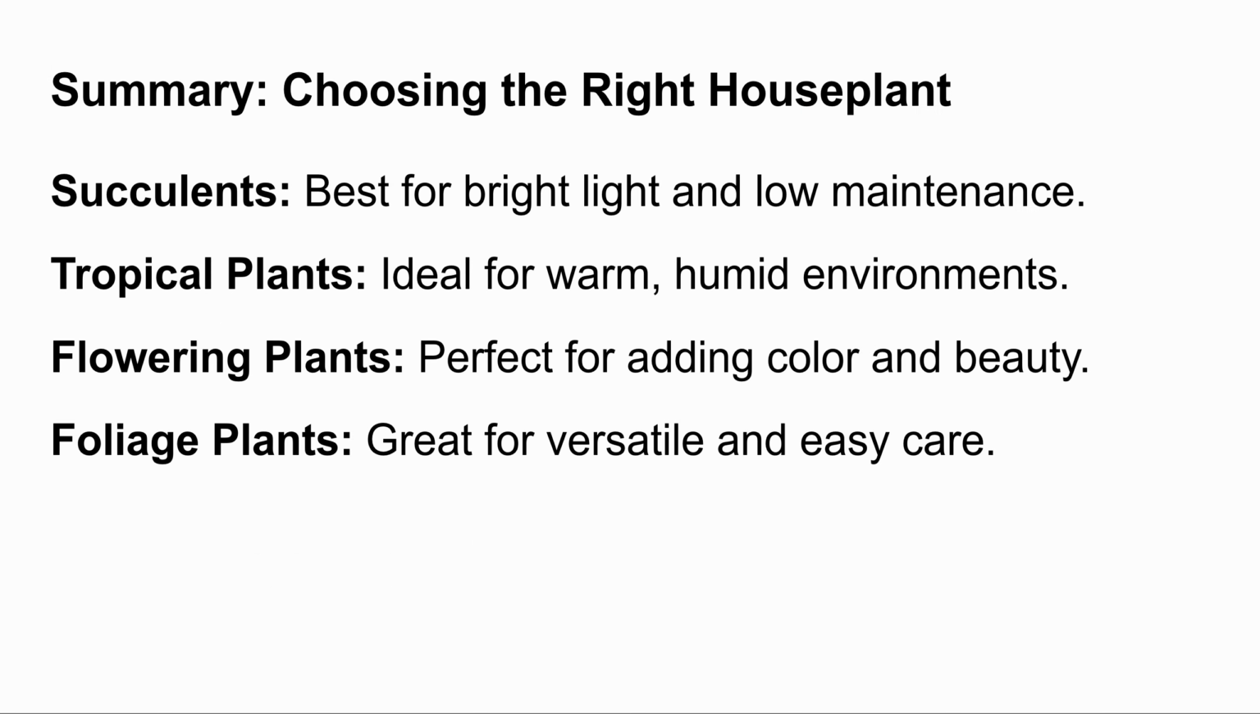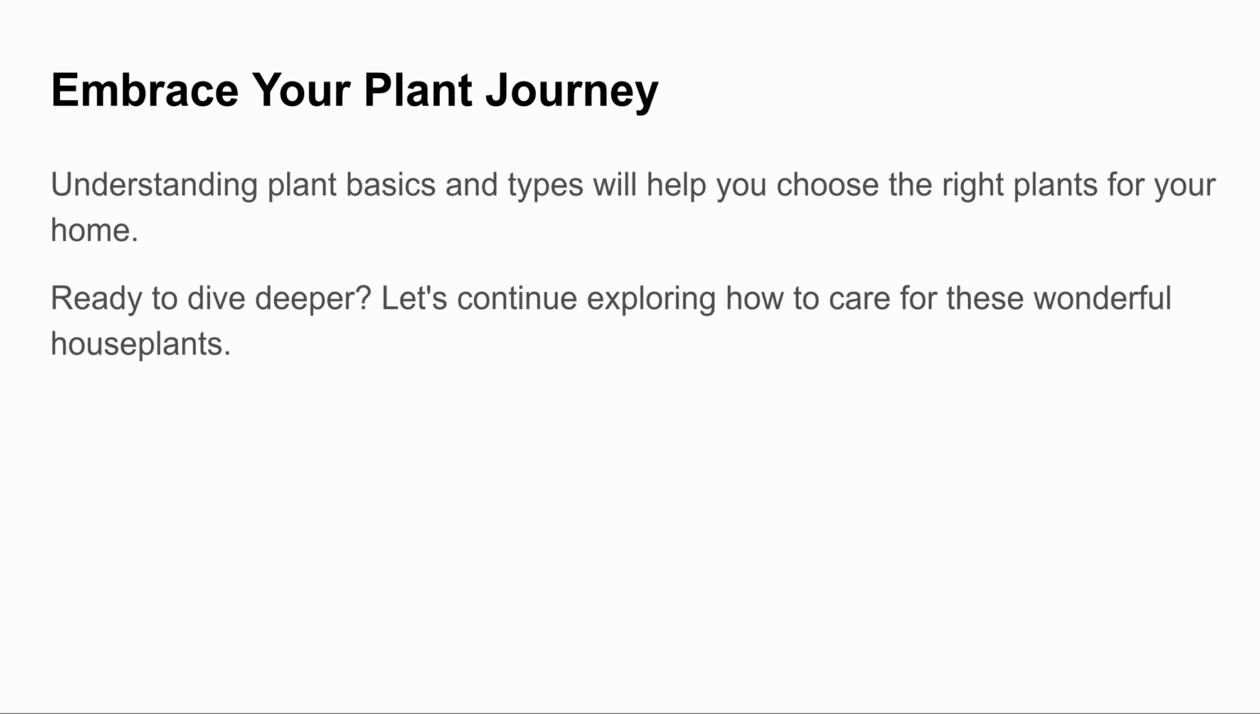So consider all these types of plants when you are choosing the right houseplant for your home. Succulents are great for a spot with bright light if you want low maintenance. Tropical plants like warm, humid environments. Flowering plants are perfect if you want to add color to your space. And foliage plants are generally very easy care. Understanding the plant basics and the different types of plants will help you to choose the right plant for your home. Now we're going to dive a little deeper and talk about how to care for your wonderful houseplants.